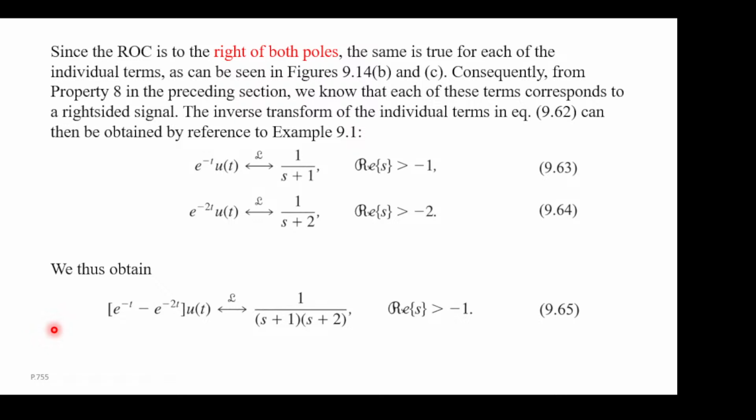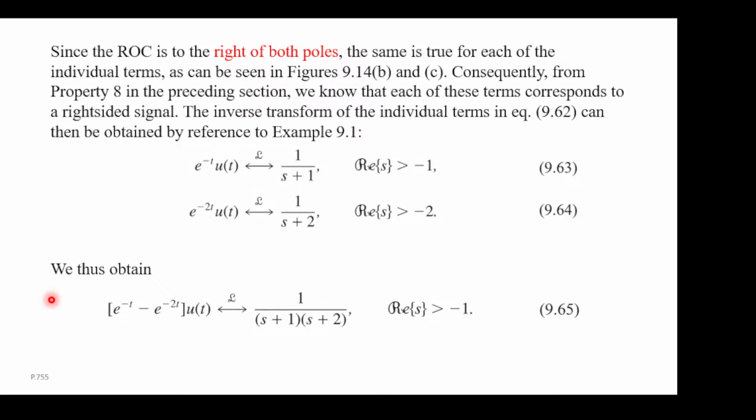Then you do a linear combination of those two together, and you see that the time domain signal is this, and well, the time domain has no ROC. So it's just this right-sided function, e to the minus t minus e to the minus 2t, times u of t. Any questions?